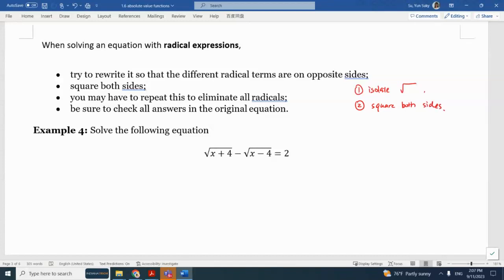Okay, when you square both sides, if you get a polynomial equation, then you just follow the rules of polynomial equations. If there is another square root, then you isolate that square root and then square both sides to get rid of that. Is that okay, everybody?